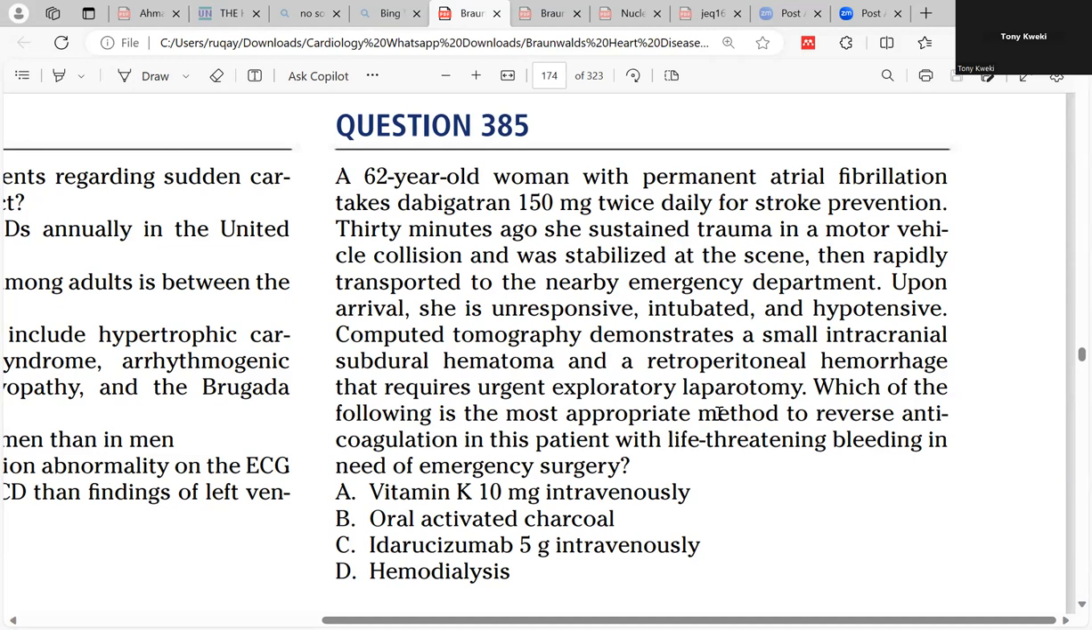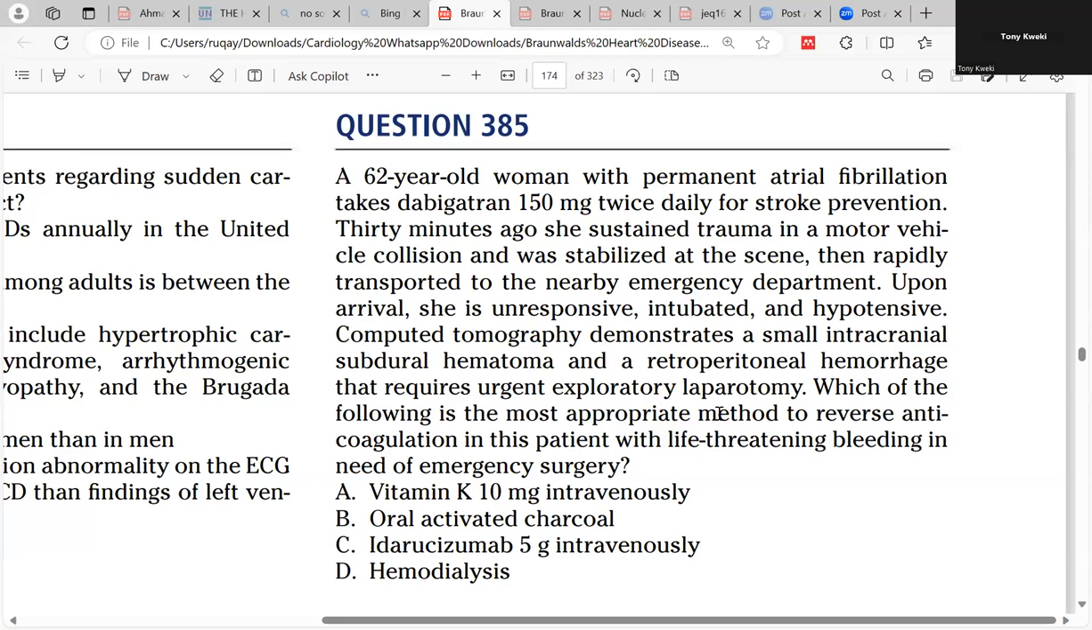So anyways, in this patient, she came with life-threatening bleeding. She needs emergency surgery, and there's need to reverse its effects quickly. So the options are A, vitamin K, 10 milligrams intravenously. Of course, we know vitamin K does nothing for dabigatran. B, oral activated charcoal. We don't know when last she took the dabigatran, and it's not really an overdose. We just need to get it out of the system. So B is also not correct.